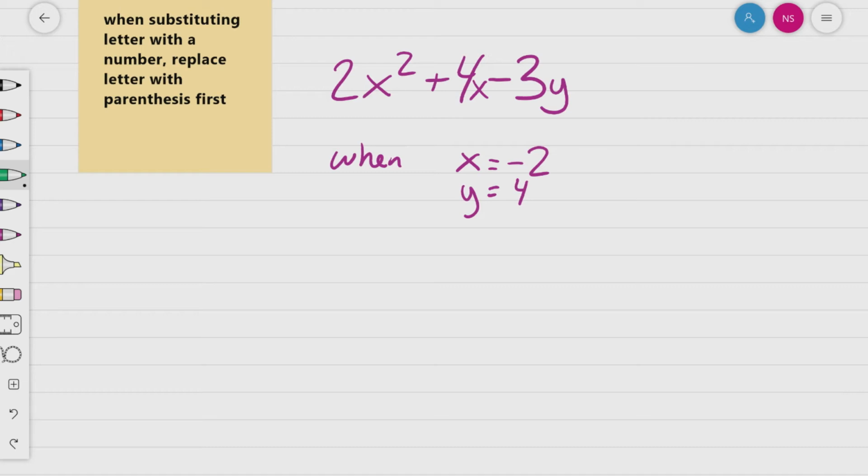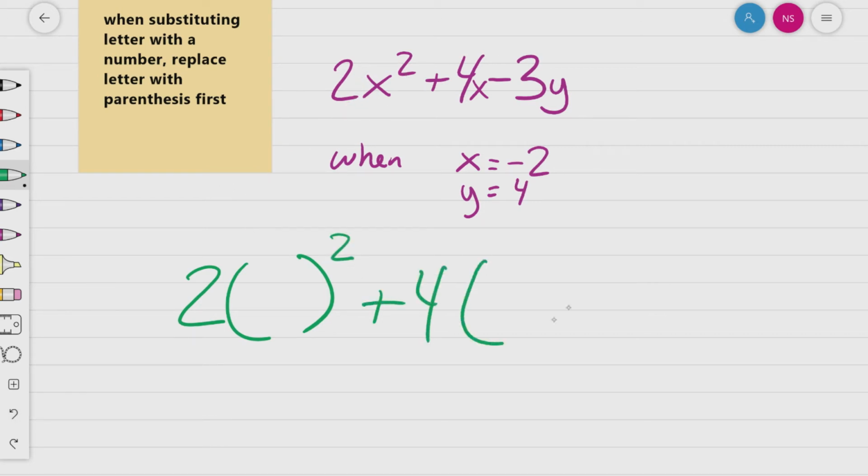But wait. Remember the rule. When substituting a letter with a number, replace the letter with parentheses first. So 2, there it is. I see an x there. I substituted it with parentheses. Alright. Squared plus 4. Oh, I see another letter. I'm going to substitute it with parentheses. Minus 3y. There it is. And again, the y I substitute with parentheses, obviously.